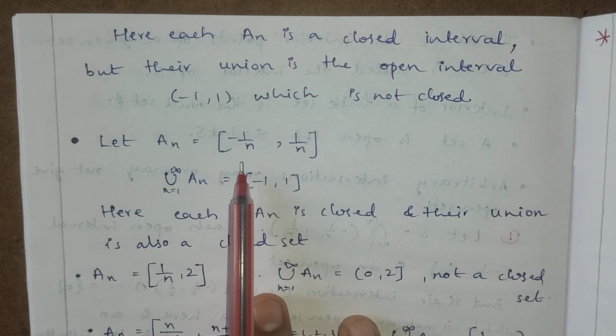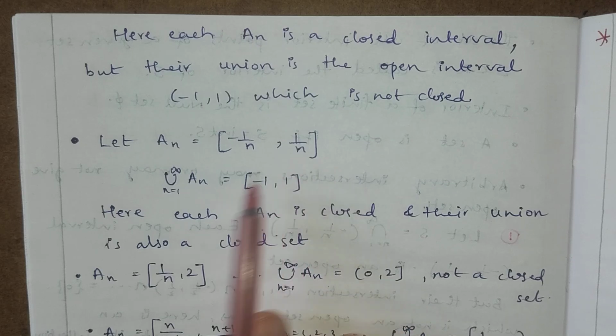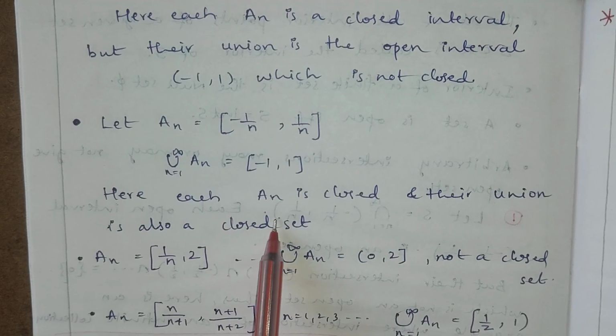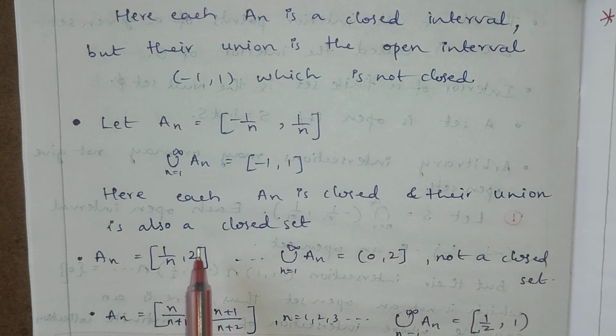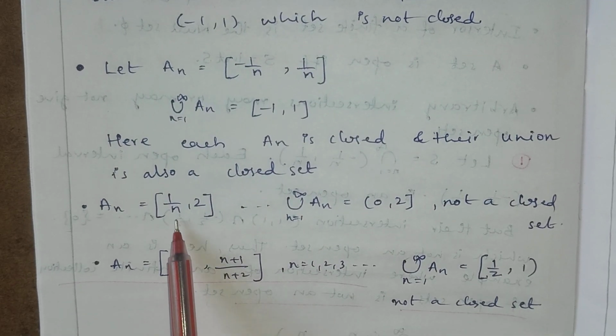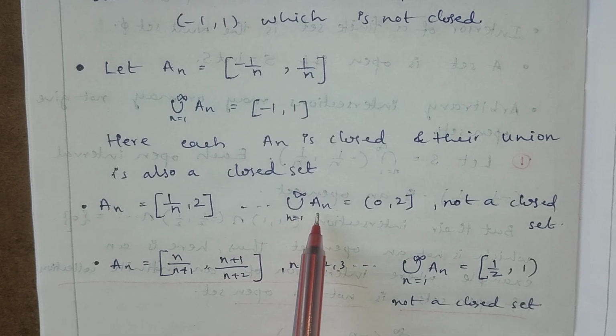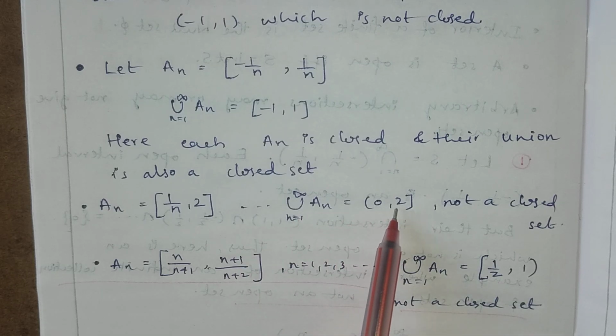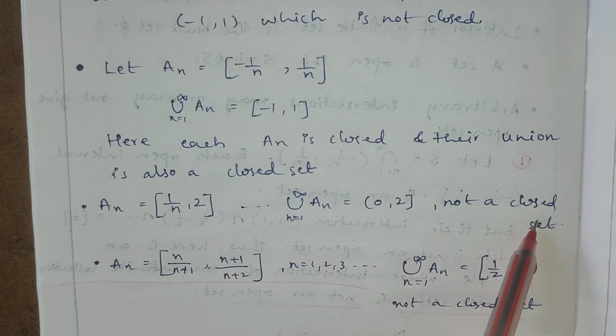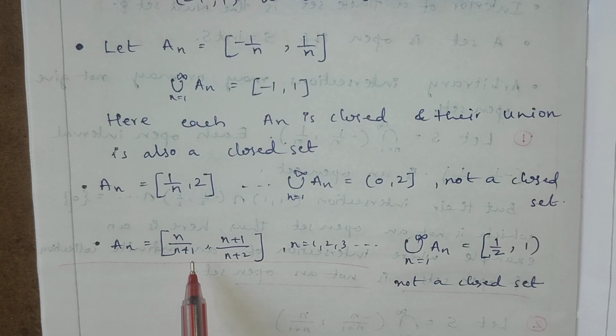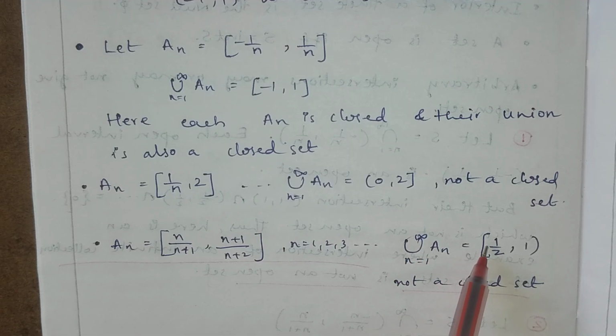Let An be the closed interval [-1/n, 1/n]. Here the union will be the closed interval [-1, 1]. Here each An is closed and their union is a closed set. Another example, An is equal to the closed interval [1/n, 2]. Here the union of An will be the half open interval (0, 2], which is not a closed set. Let An be the closed interval [n/(n+1), (n+1)/(n+2)], and the arbitrary union will be the half open interval [1/2, 1), which is not a closed set.